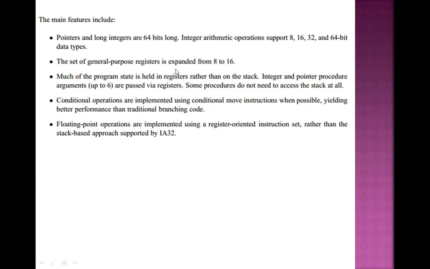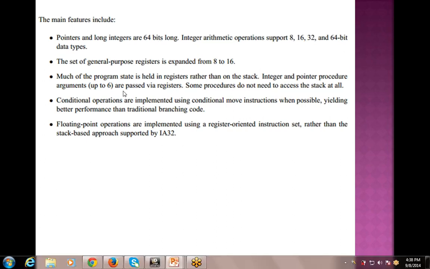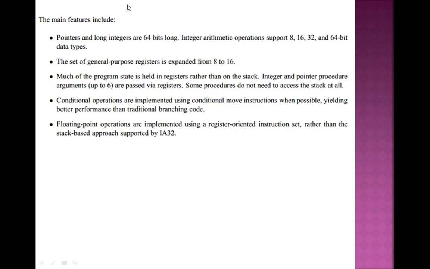Then we also talked about the multiple features of data types, meaning what the advanced features are and how it converts from IA32 to x86-64. So these are the multiple features provided by x86-64. The main feature is that the registers are expanded from 8 to 16. Then the first point says it is 64-bit. As I told you, integer arithmetic operations support 8, 16, 32 and 64-bit data types.